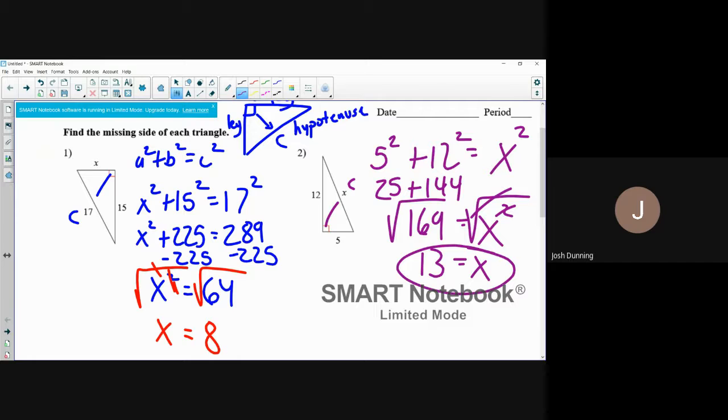Now, before we go on to the next one, just be aware, like on the first one, x was on the left side here. So I had to cancel out that 225. But on the second question, x was alone on its own side. These numbers were together, so I added them. So it all depends on where x lands.